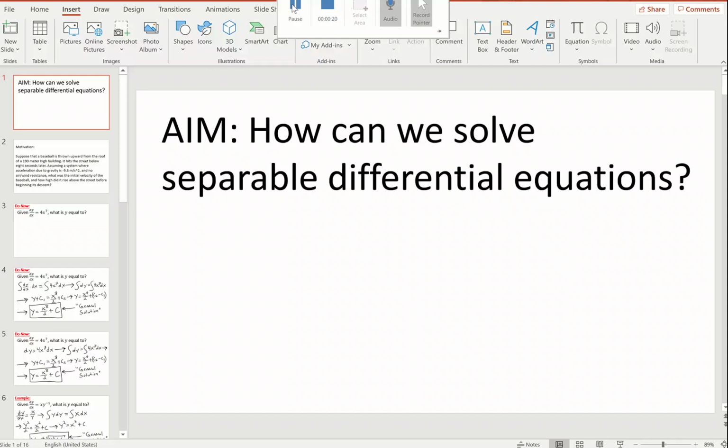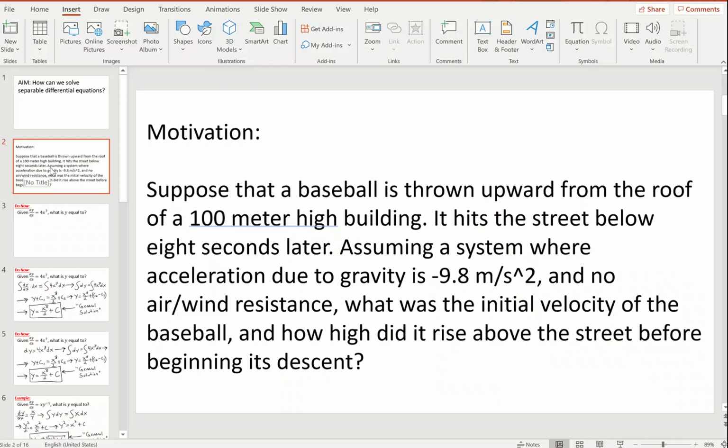You can see the aim up on the board or the screen. It says, how can we solve separable differential equations? So basically, the goal for the day will be to answer a question like this. So take a moment and read through it. A lot to unpack, but we'll eventually get there. So just give it a read, pause this, and I'll return in a bit.